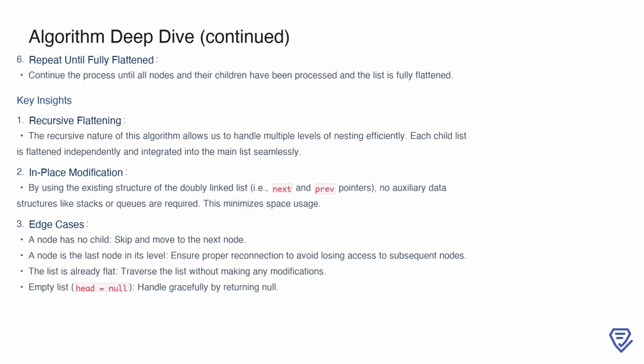It's important to account for edge cases as well. For instance, if a node doesn't have a child, we simply skip to the next node. Similarly, if a node is the last in its level, care should be taken to reconnect it properly to avoid losing access to subsequent nodes. Special cases, such as an already flat list or an empty list, are handled gracefully by this approach.